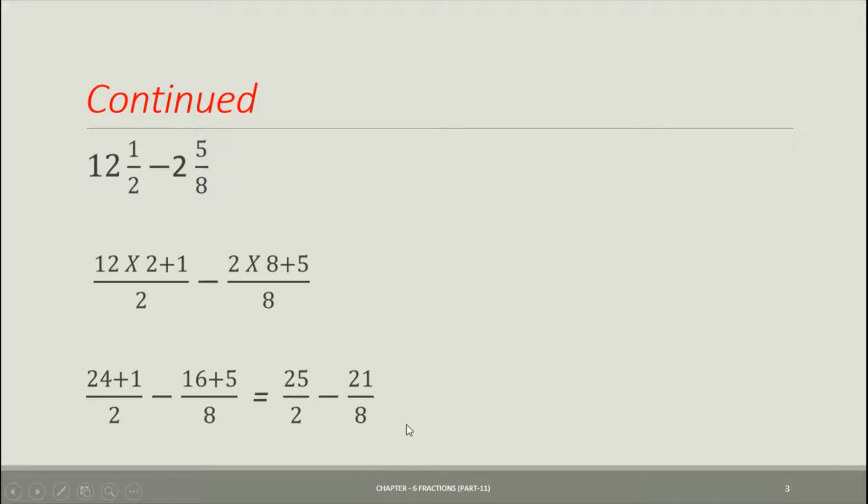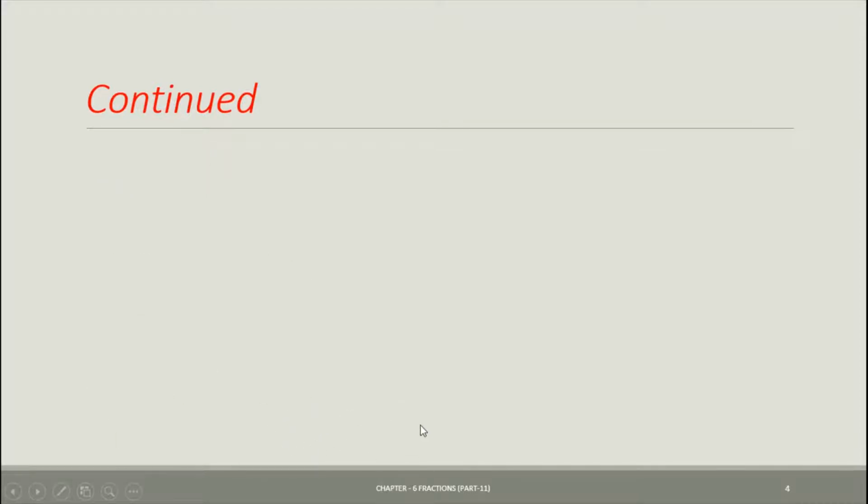Okay, now scholars, our next step is that we have to find the LCM. Why? Because we have to convert these improper fractions to like fractions, then only we can subtract easily. So we have to find the LCM of the denominators. So here we have the denominators as 2 and 8, right? So we'll find the LCM of the denominators. So the LCM of 2 and 8 is 8.